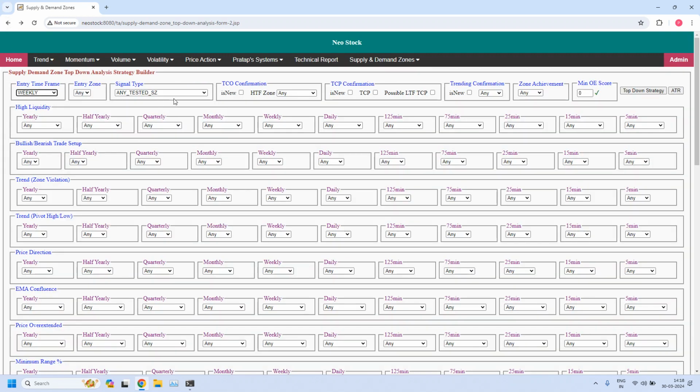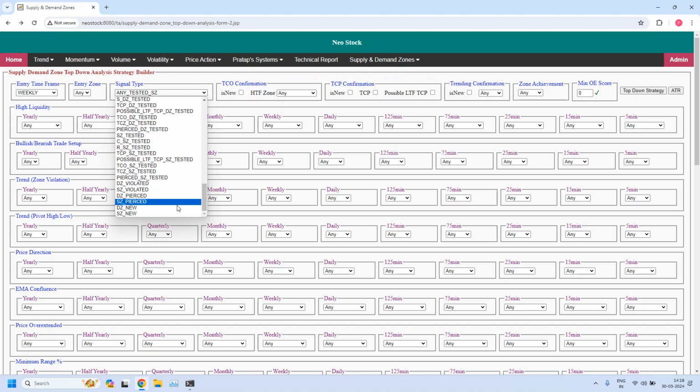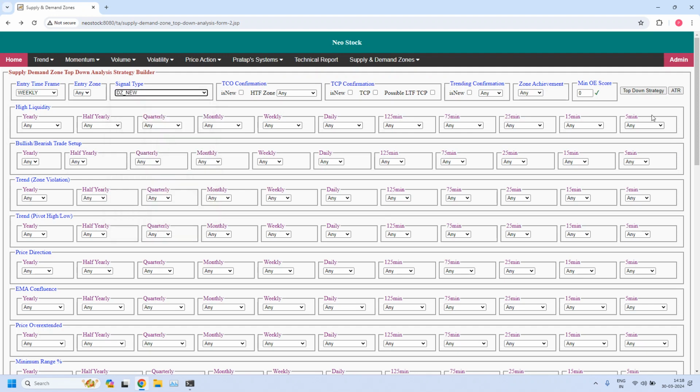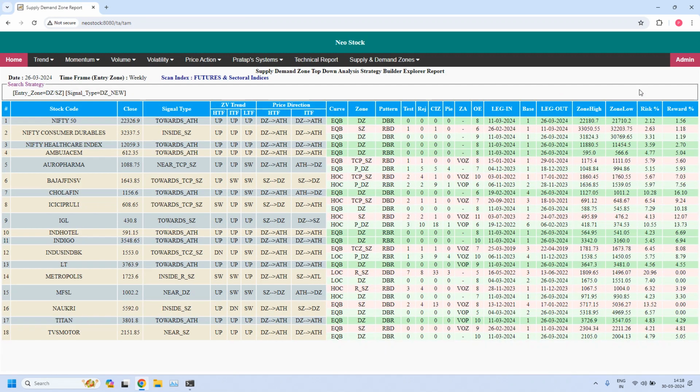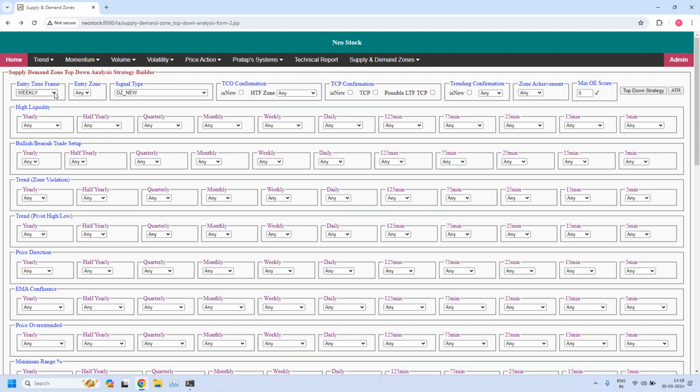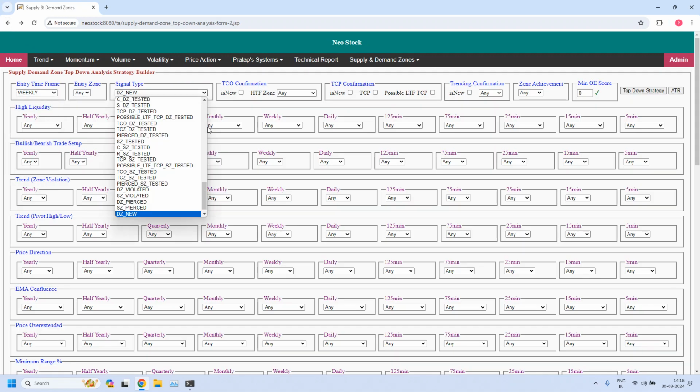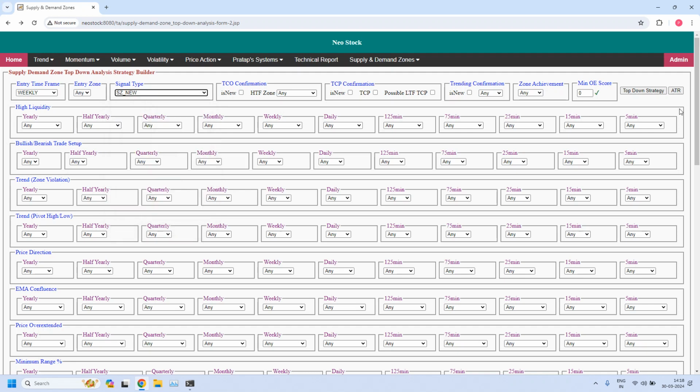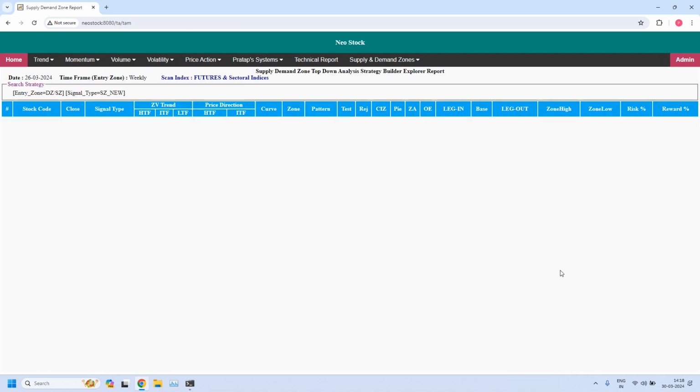For weekly time frame, let us find the newly created weekly demand zones during this week. So these 18 weekly demand zones are created. Even in Nifty 50, a new weekly demand zone is created. So let us go back. For weekly time frame, let us find the stocks having newly created supply zones. So no supply zones are created during this week.